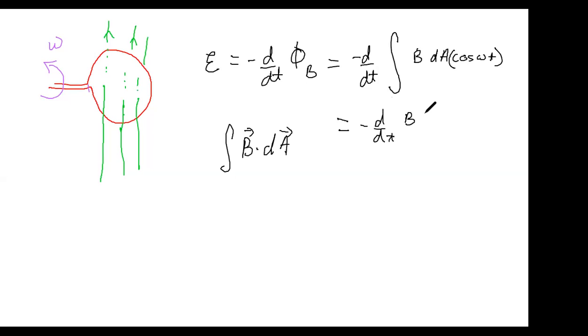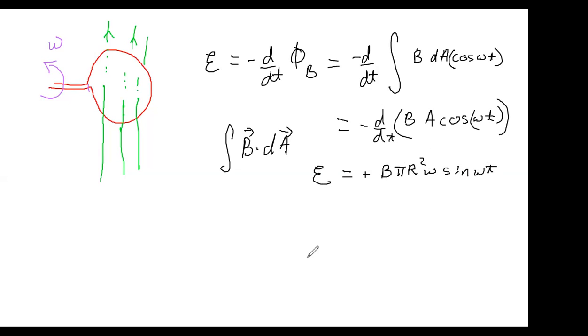I'll just write it. Can you guys follow what I did there? So how did you get rid of the integral without integrating? Nothing depended upon the area you're integrating over, so it just pulls out. So this just becomes minus B times pi r squared times omega sine omega t.